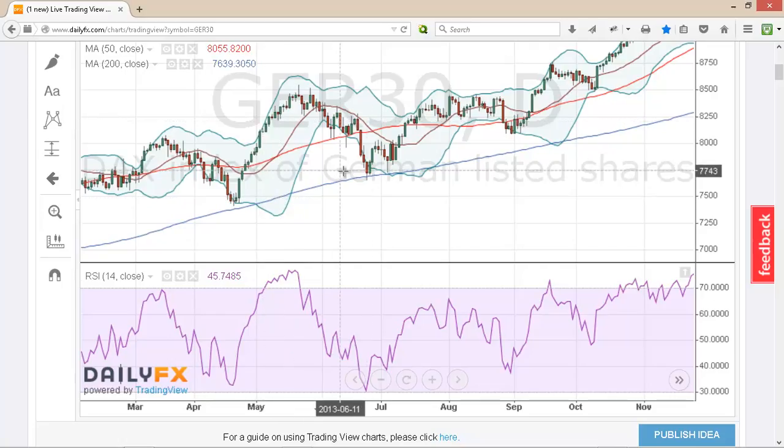So look at over here. The next time it touched the 200-day moving average, and then whoosh, it's off. So now you could have bought it at 7,700, and then if I'm waiting to sell it till it hits 70, I would have sold it at 8,700. So again, about €1,000 up.